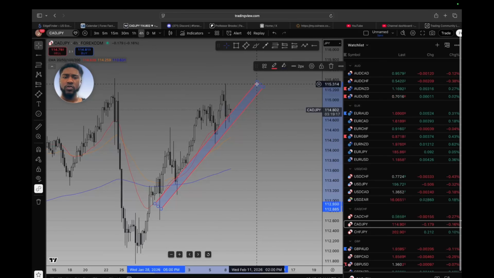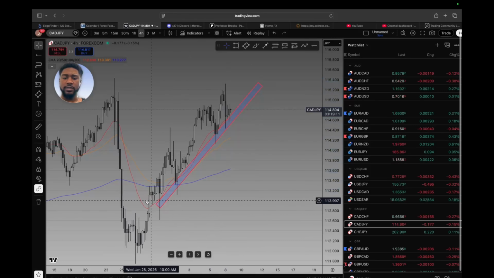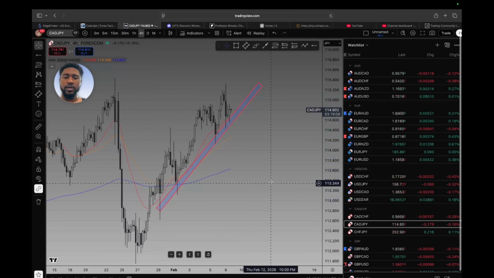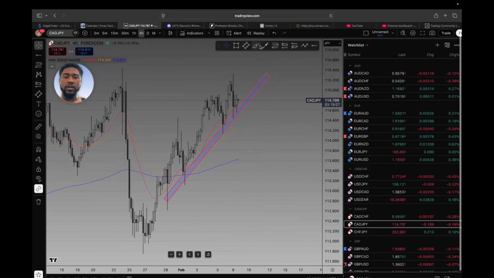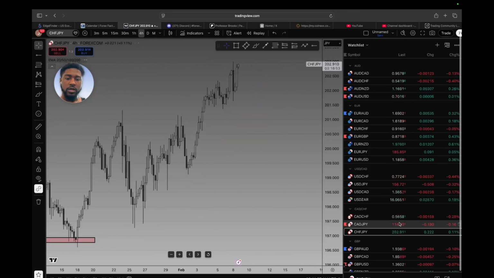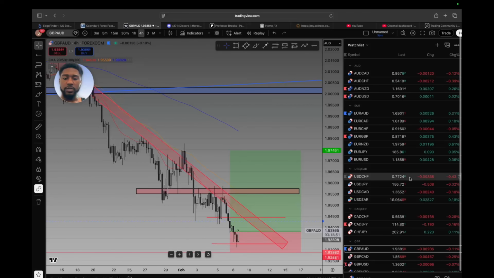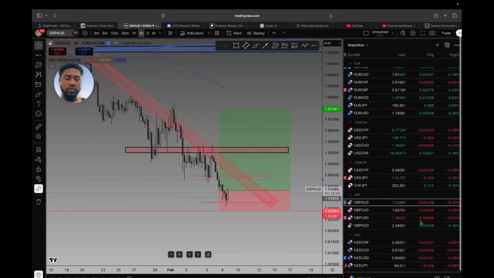Like CAD, ooh. Okay, I'm gonna be looking at CAD Yen as well for buys myself because this looks pretty good. You see, we have a couple of touches of this upward trend line. One touch, two touch, three, four touches. So I actually might look to scale into some CAD Yen buys right now. But other than that, everything else is no bueno.